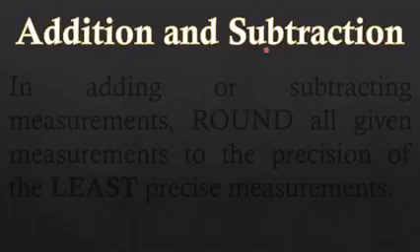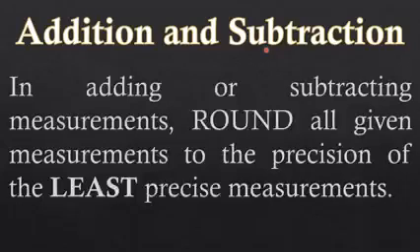In addition and subtraction, this is the rule. In adding or subtracting measurements, round all given measurements to the precision of the least precise measurement. Ibig sabihin, kailangan nating i-round off kung ano man yung pinakamaikling precise measurements or significant figures yung involved in our addends or minuend or subtrahends. Yun yung magiging sagot natin, yun yung magiging sum, yun yung magiging difference natin.